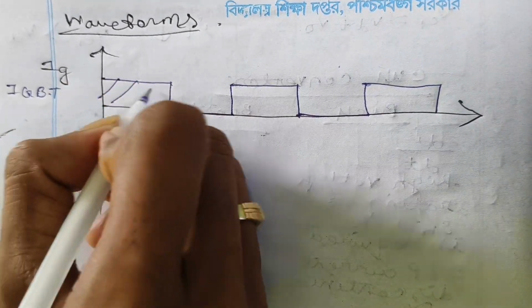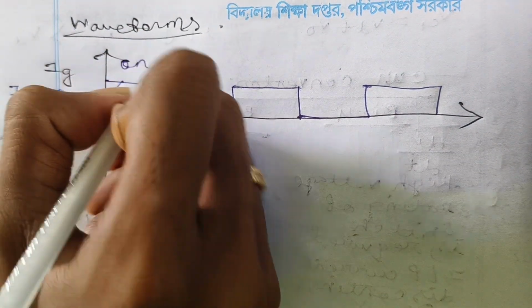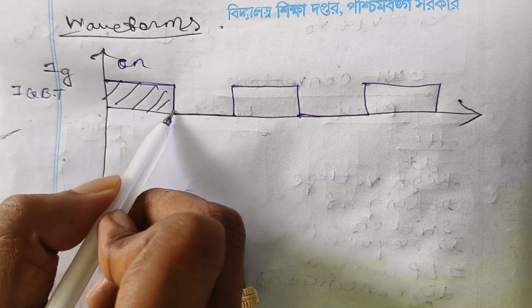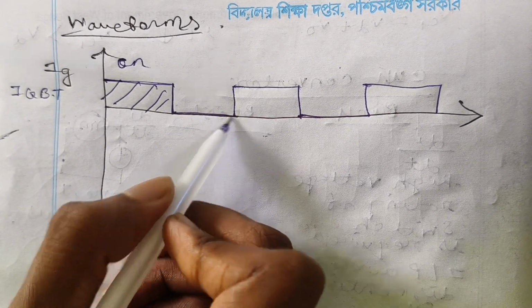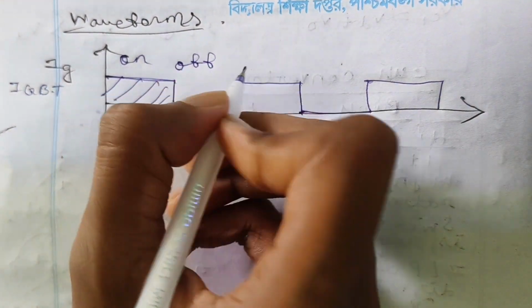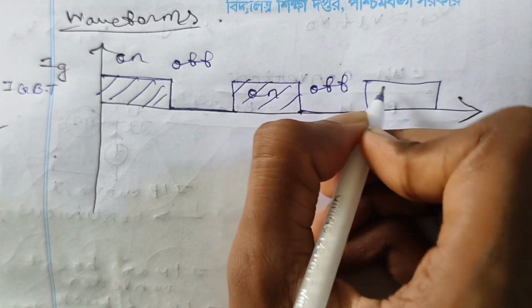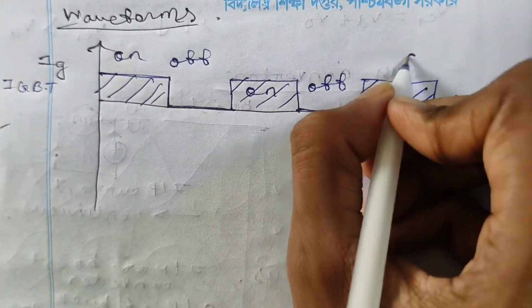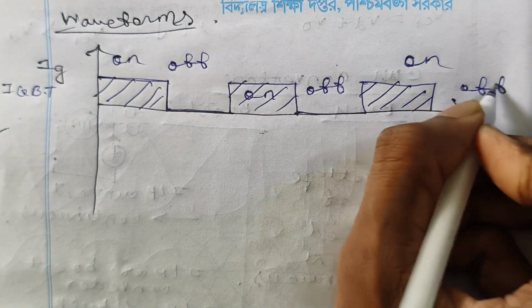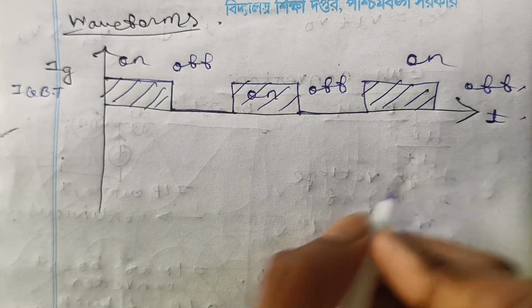This is the shaded region, it is the on, that means in this case the gate pulse was applied. In this case the gate pulse applied was 0, so it is in the off condition. Then again it is in the on condition, then the off condition, then the on condition, then the off condition. This is the time period T.